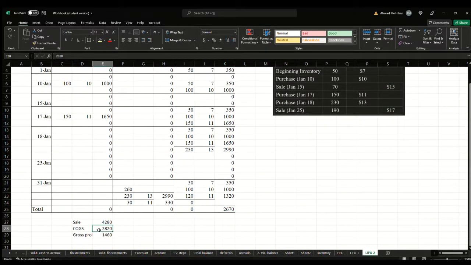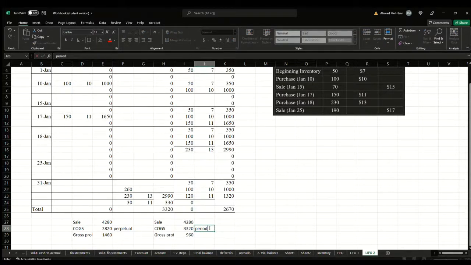So this is from the LIFO first, the perpetual inventory system. As you can see, our cost of goods sold has changed. It's 3,320 at this point. Let me just copy it to show you how it's going to differ. So 3,320 is the effect of the periodic inventory recording system. It's still last in, first out. However, depending on when you're recording those cost of goods sold, the result is going to be different.